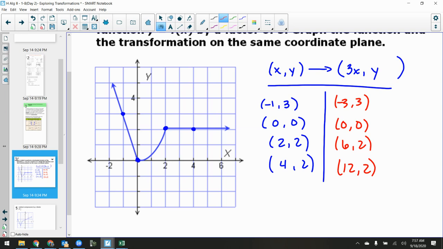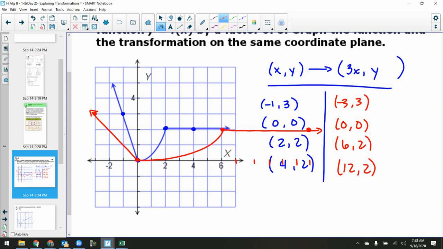I've got -3 comma 3. I've got 0 comma 0. I've got 6 comma 2. And then I've got 12 comma 2. Here's some estimation going on here. 7, 8, 9, 10, 11, 12. Sure, 12 comma 2, somewhere around there. Do the best you can. It's a straight line between these 2 left points. It's a curve up to the next one. And then it's a horizontal line over to the next one.